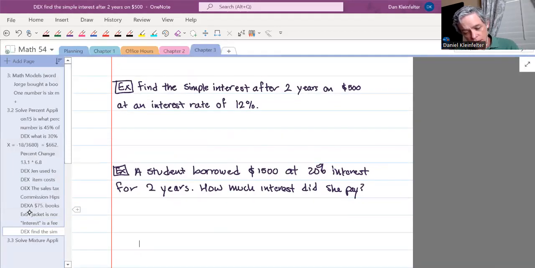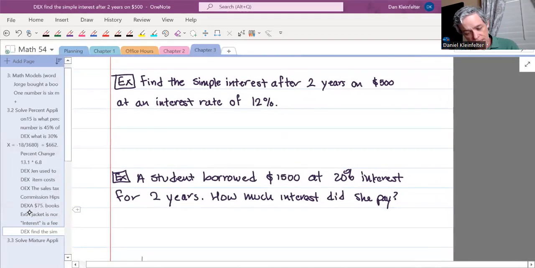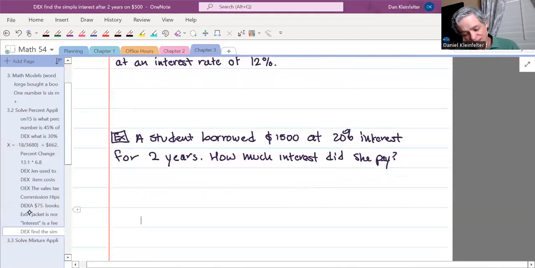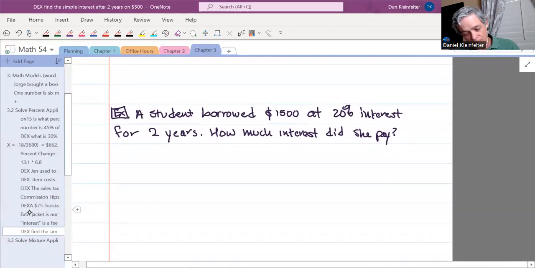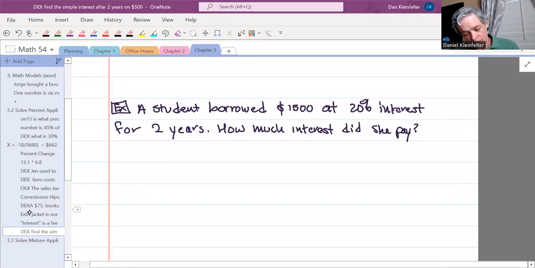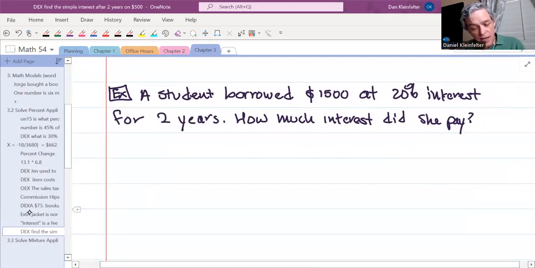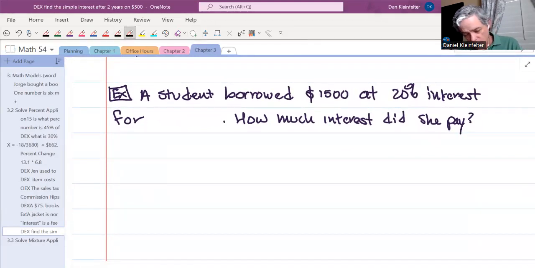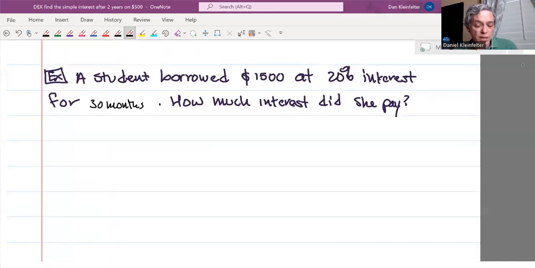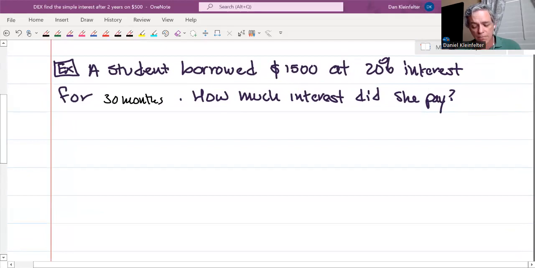Okay, we did that one already. Let's try this next one. Let me change this just slightly. Here, the 2 years, we're going to change that to be 30 months. So a student borrowed $1,500 at 20% interest, which is huge, for 30 months. We would like to know how much interest she paid.